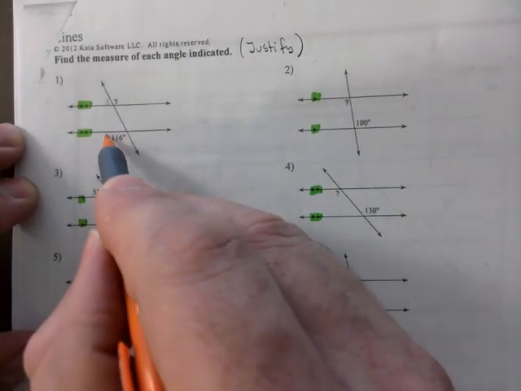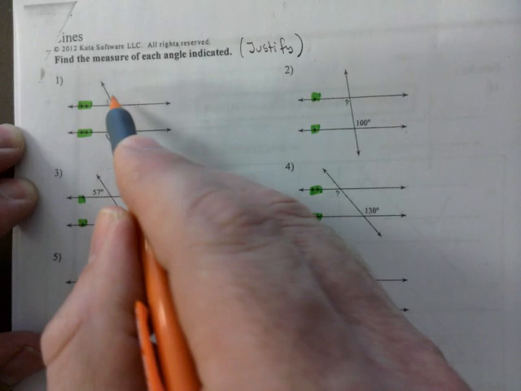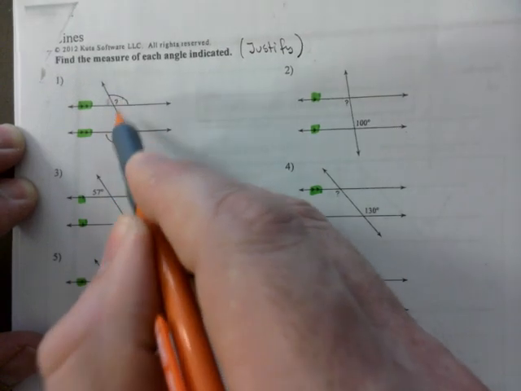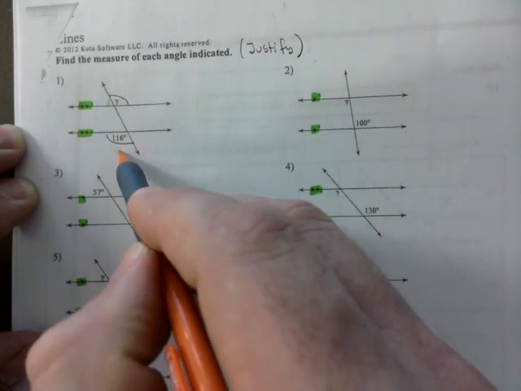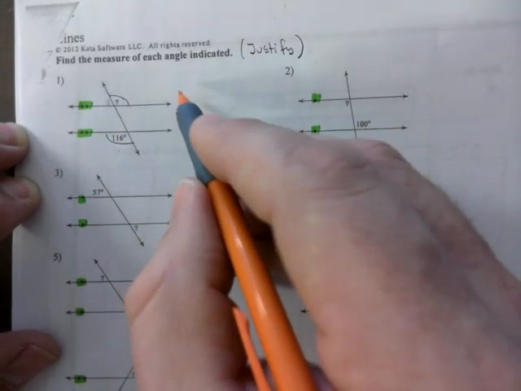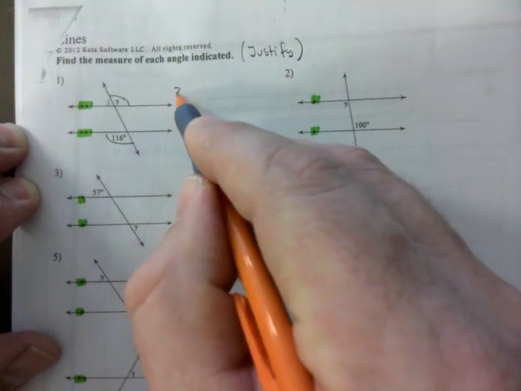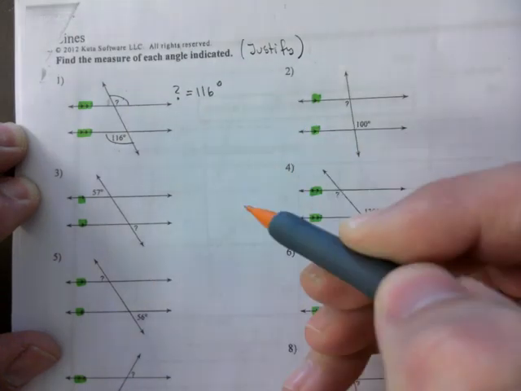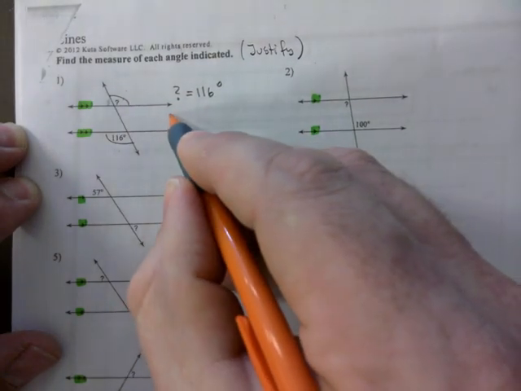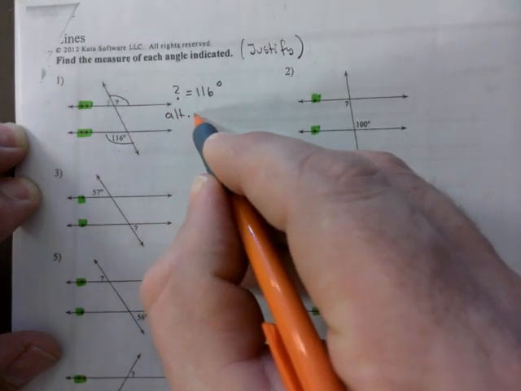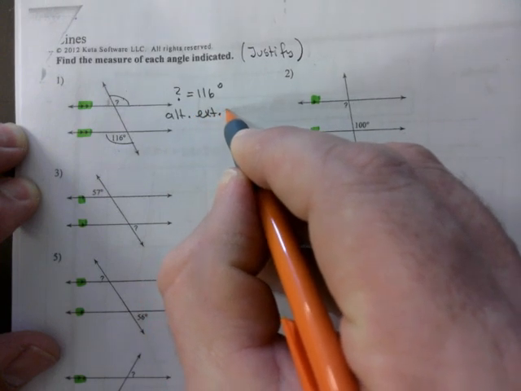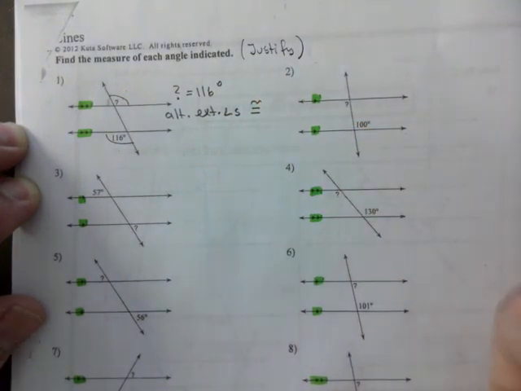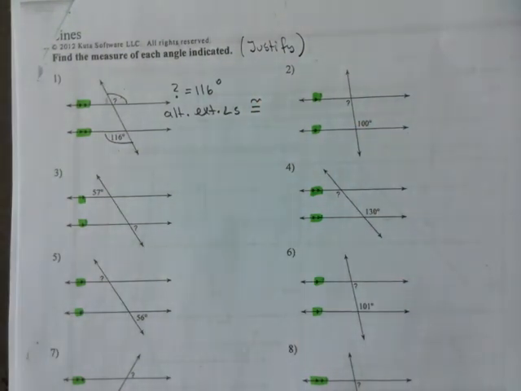So do we have a name for these? This 116 here, and that would be alternate for sure, and they're both outside, so alternate exterior. So I don't like the variable they have, but let's just go with it. Question mark is equal to 116 degrees. And all you say is that alternate exterior angles are congruent. That's all you need to do there. That's the justification as to how you came up with it.